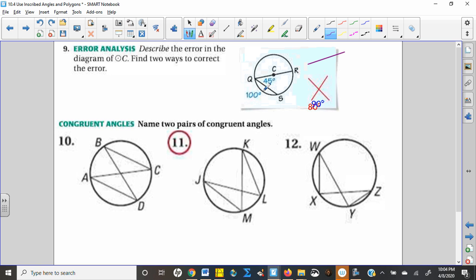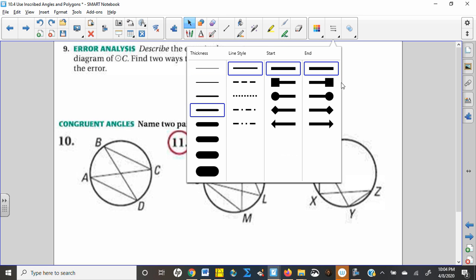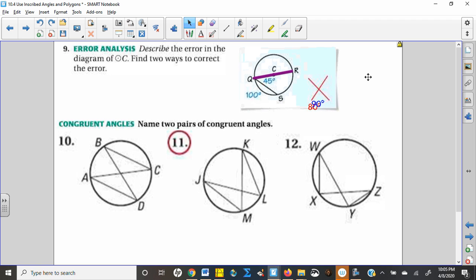Number 9, what's the error here? Well, because of this diameter right here, I know that QSR is a semicircle. And that would make SR 80 degrees by subtraction, right?